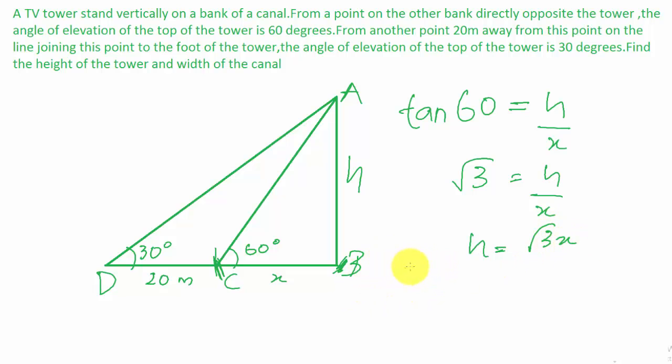Now what is tan 30 degrees? Tan 30 degrees is equal to h divided by 20 plus x. See, it's AB divided by DB. That is 1 by root 3 is equal to h divided by 20 plus x.